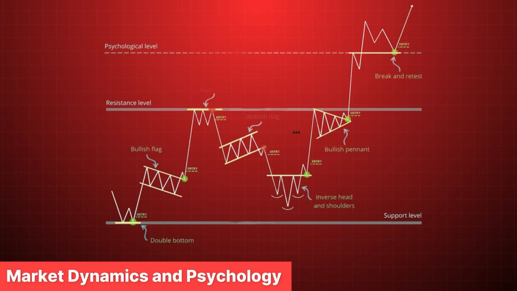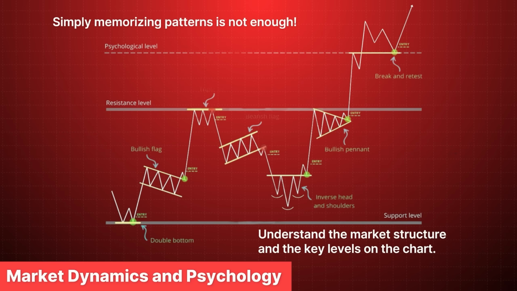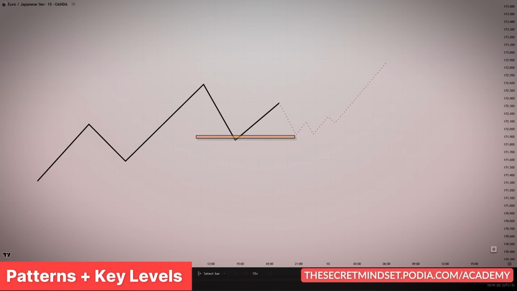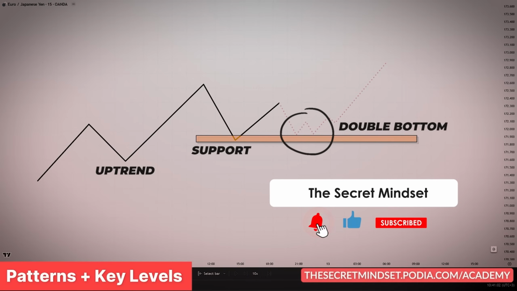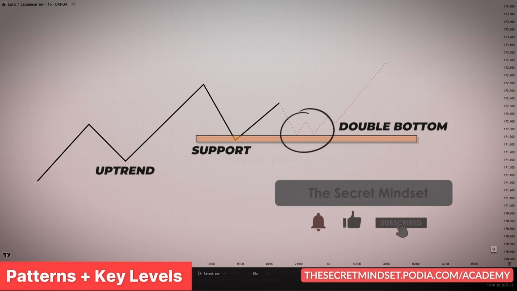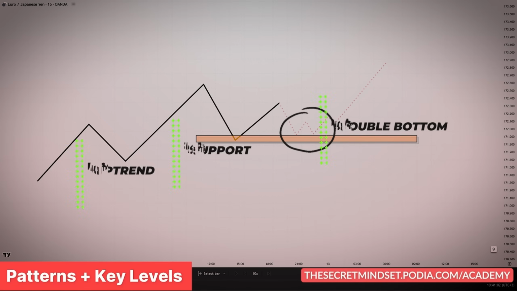While knowing these classic patterns is important, you need to look at them through the lens of price action. Simply memorizing patterns is not enough. You must understand the market dynamics and psychology behind them. This means paying close attention to market structure and the key levels on the chart. Look for price zones where the market has changed direction multiple times before. If a chart pattern forms near one of these key levels, it can add significance to the pattern signal.